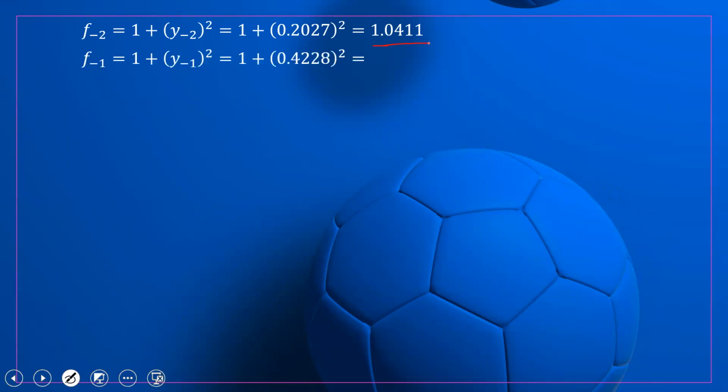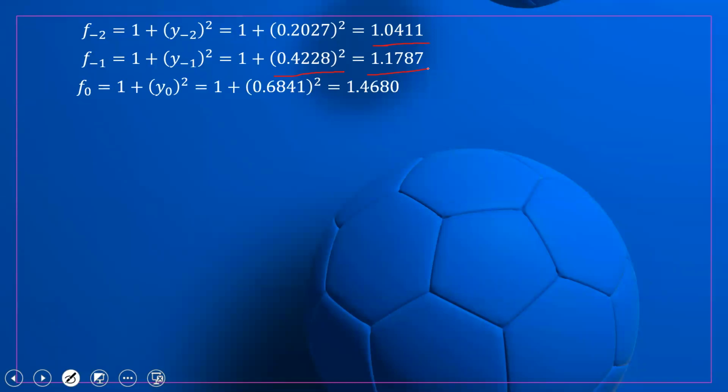So f of minus 2 is equal to 1 plus y of minus 2 whole square. We have already calculated it. It is 1.0411. Similarly, f of minus 1 is 1 plus y of minus 1 whole square, which is 1 plus 0.4428 whole square. So it is 1.1787. And f0 is equal to 1 plus y0 whole square, which is 1 plus 0.6841 whole square, equal to 1.4680.